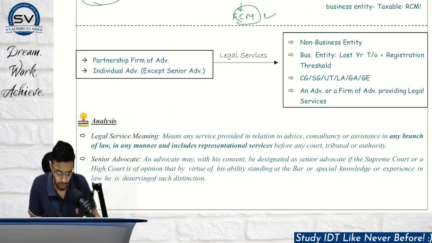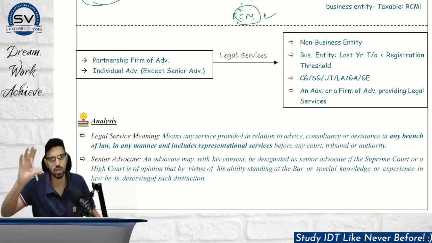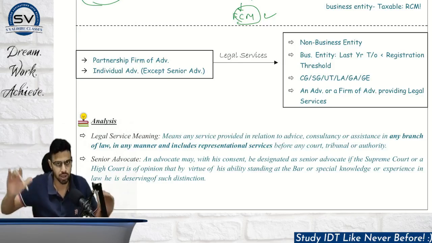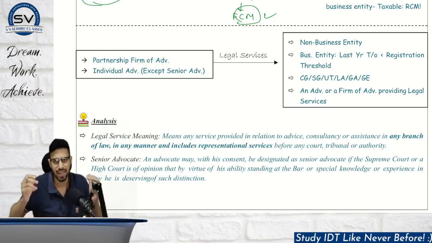Next, partnership firm of advocates. So a firm of advocates or individual advocate except senior advocate. Technically do not use the term junior advocate, use other than senior advocate, because senior advocate is something which the law is using, not junior advocate. You may have a query, what do you mean by senior advocate? Senior advocate means someone who has been designated as such by a High Court or Supreme Court along with the consent. Okay, so these are senior experienced people.